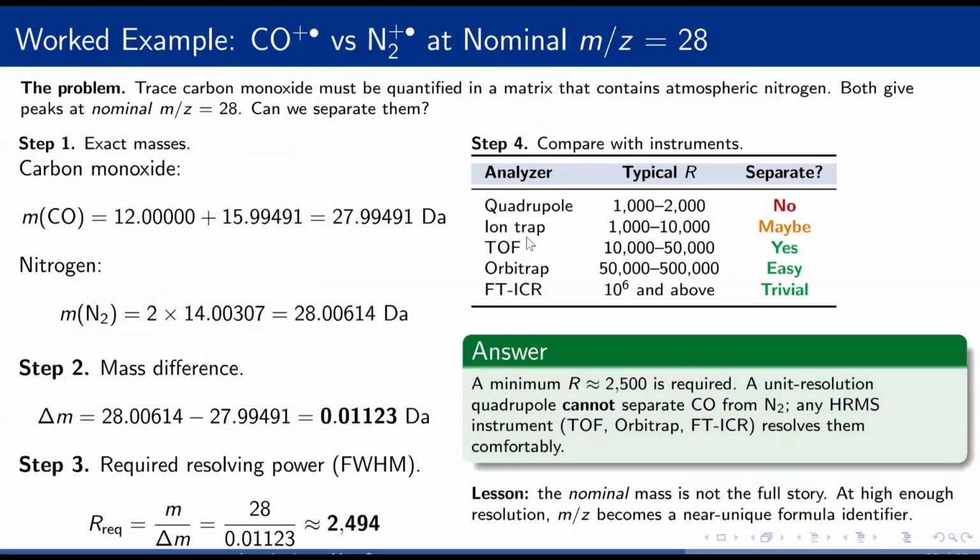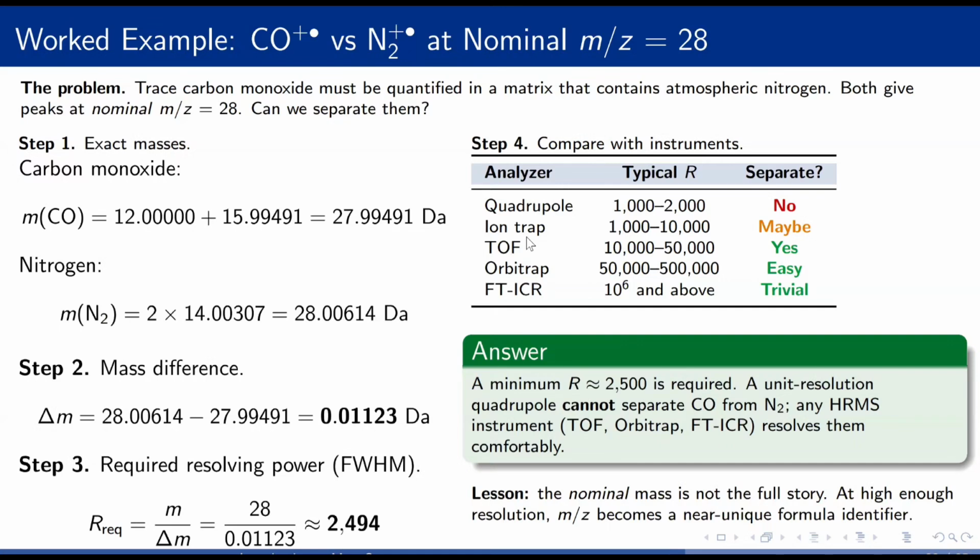On to our worked example. Here we'll work together. The scenario comes up in real analytical work. Monitoring carbon monoxide at low levels in air is a legal requirement in many industrial settings. The problem: carbon monoxide, CO, has a nominal mass of 28, but so does molecular nitrogen, N2. If we put a gas sample into a mass spectrometer, will the instrument see 1 peak at a mass-to-charge ratio of 28, or 2 peaks?